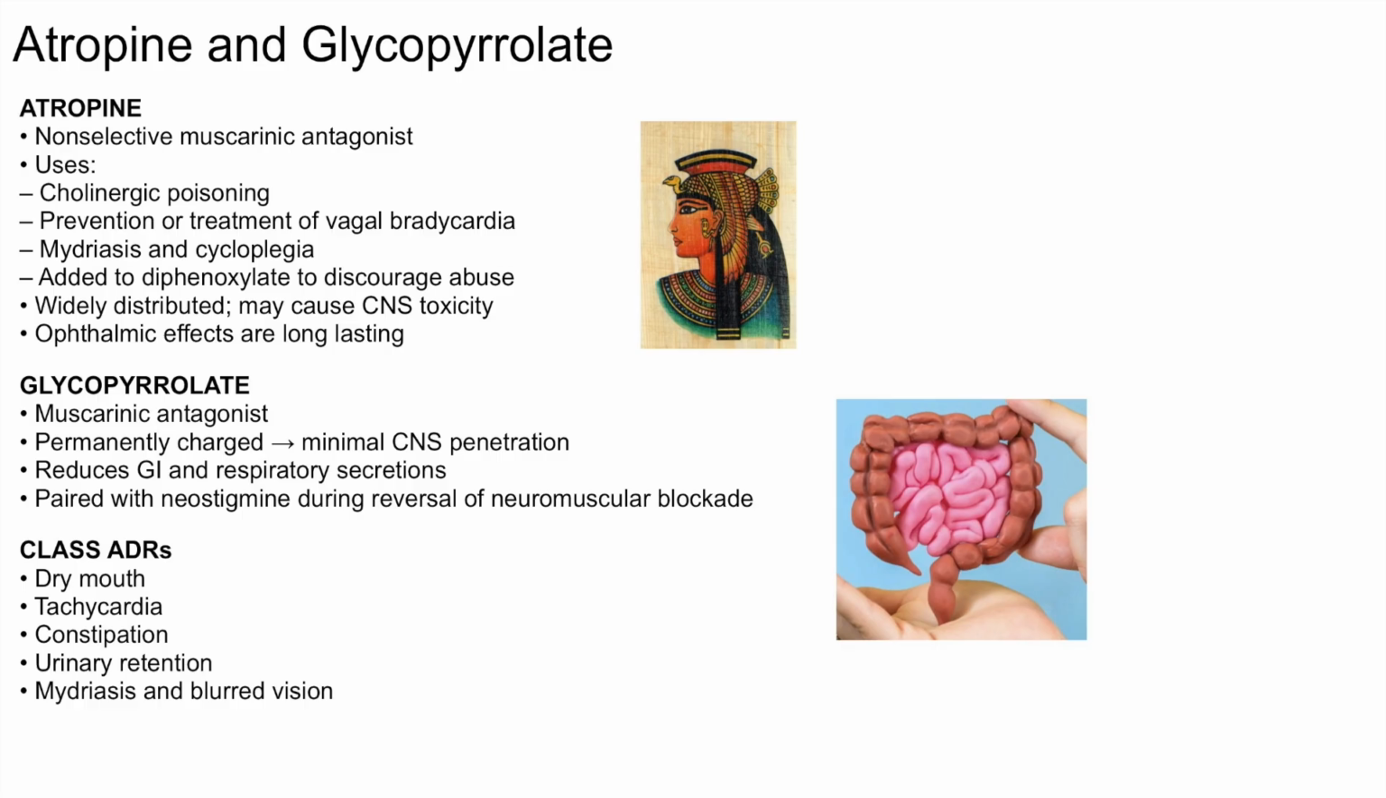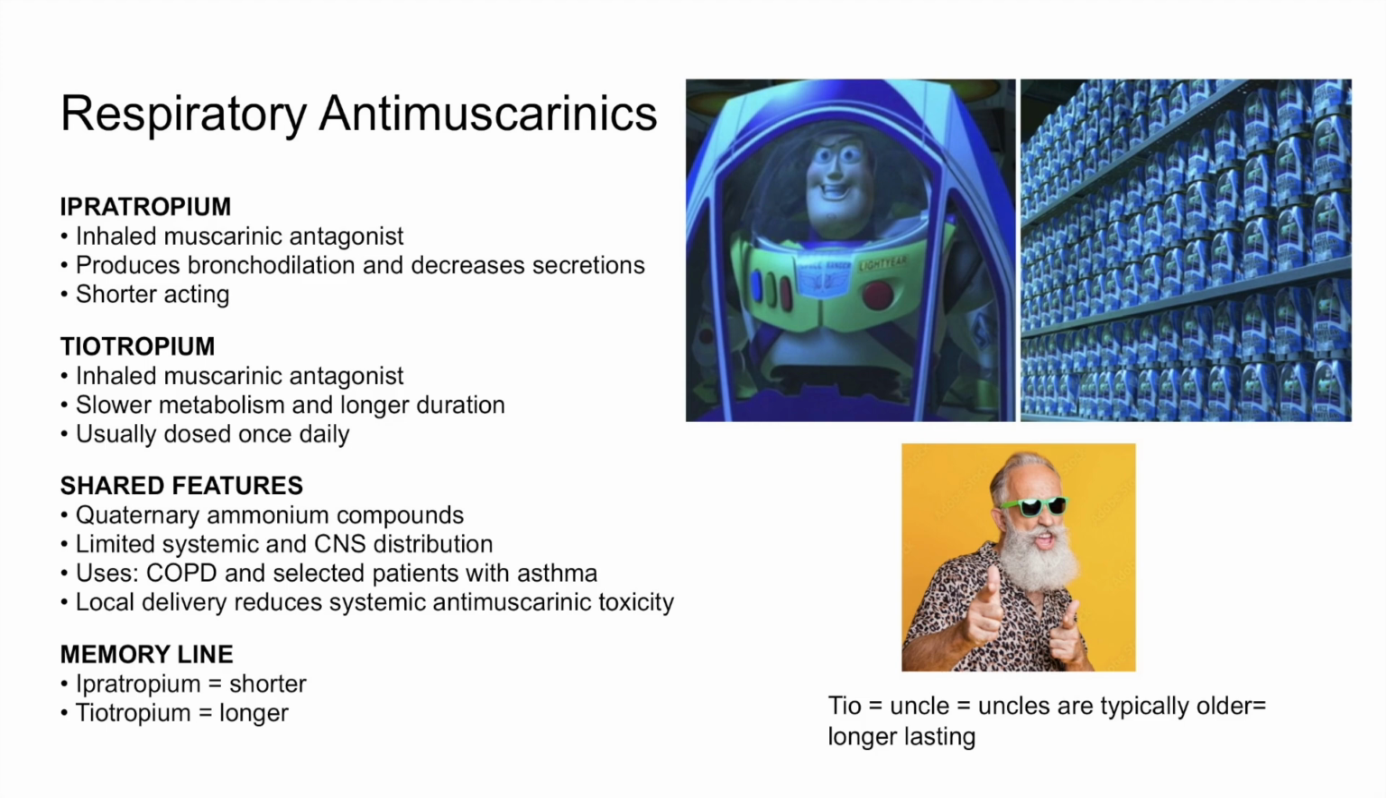So there you go. Now we're getting into respiratory antimuscarinics. Ipratropium and tiotropium are inhaled muscarinic antagonists that block vagally mediated bronchoconstriction, producing bronchodilation and reducing airway secretions. Their quaternary ammonium structures limit systemic absorption and central nervous system penetration, allowing most of the effect to remain in the lungs. The major difference is duration here.